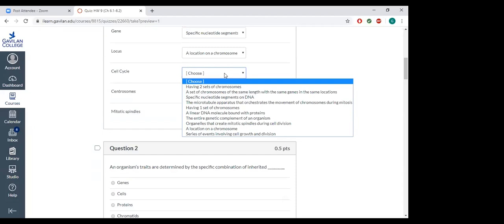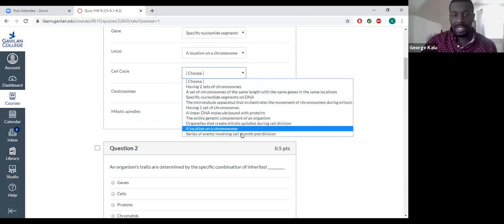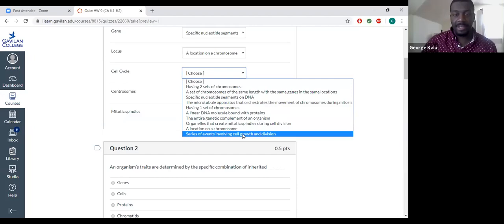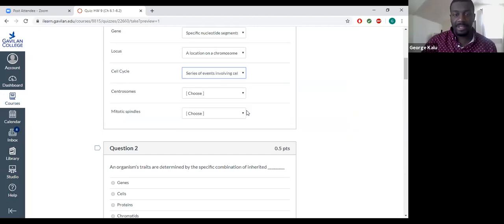Series of events involving cell growth and division. Yeah, so it's going to be a series of events involving cell growth and division, right? So for the first portion of the cell cycle, the cell is going to be just growing. And then for the last sliver of it, it's going to be actually going through division. So the whole cycle of growing and division is going to be called the cell cycle. Beautiful.